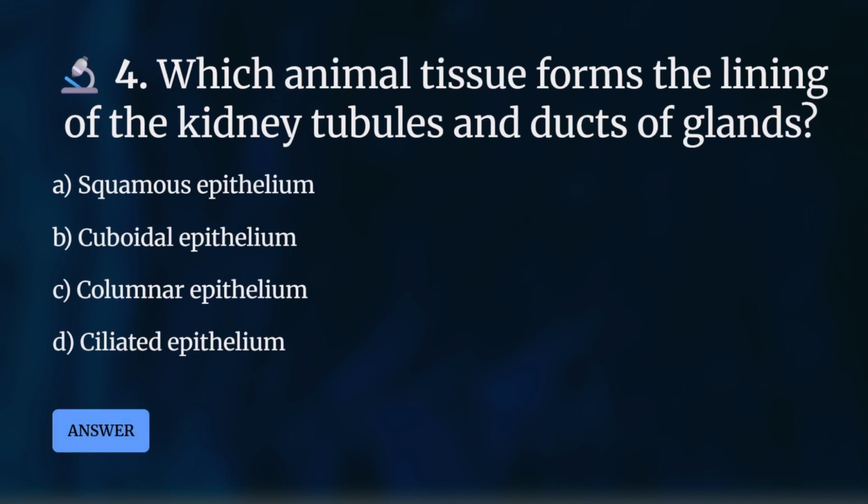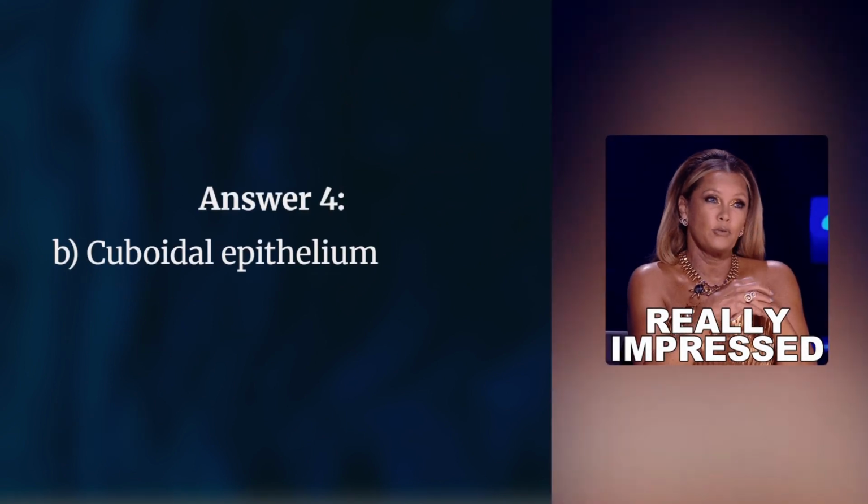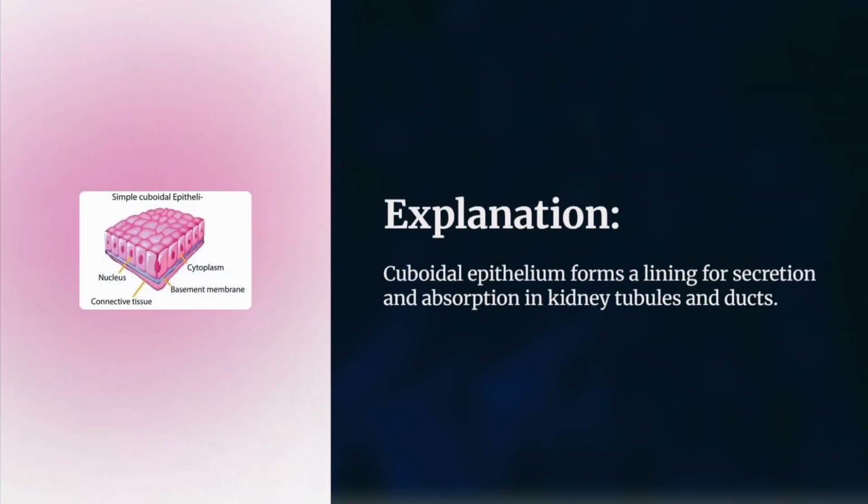Question number 4. Which animal tissue forms the lining of the kidney tubules and ducts of the glands? The options are A. Squamous epithelium, B. Cuboidal epithelium, C. Columnar epithelium and D. Ciliated epithelium. So the tissue which forms the lining of kidney tubules and ducts is the cuboidal epithelium. Cuboidal epithelium forms a lining for secretion and absorption in kidney tubules and ducts.